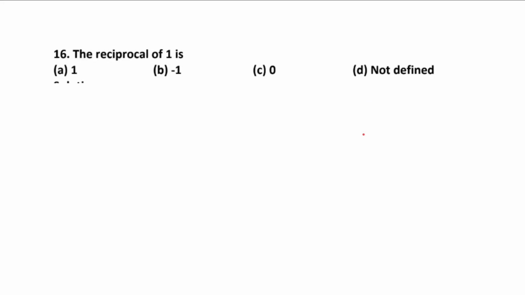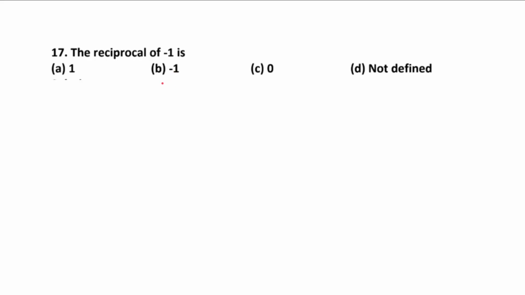Now read this question and solve this question. Okay. The reciprocal of 1. Reciprocal of 1 is 1 by 1, which is equal to 1. So this is the correct option. Okay. So A is the correct option. So now you correct your answer.